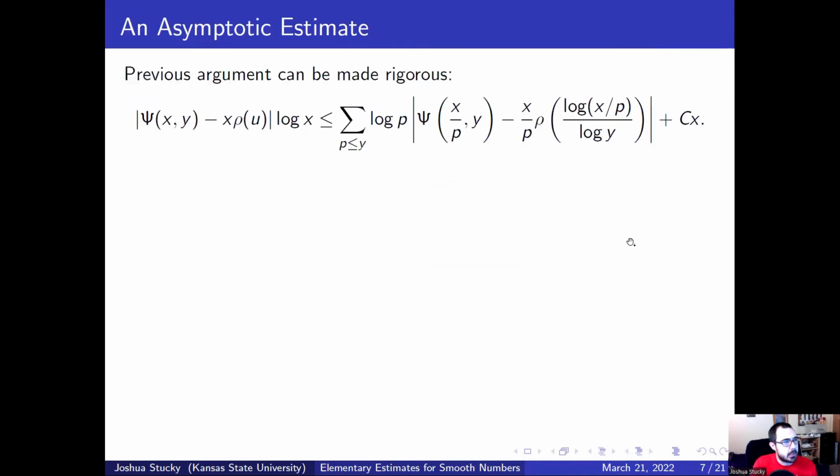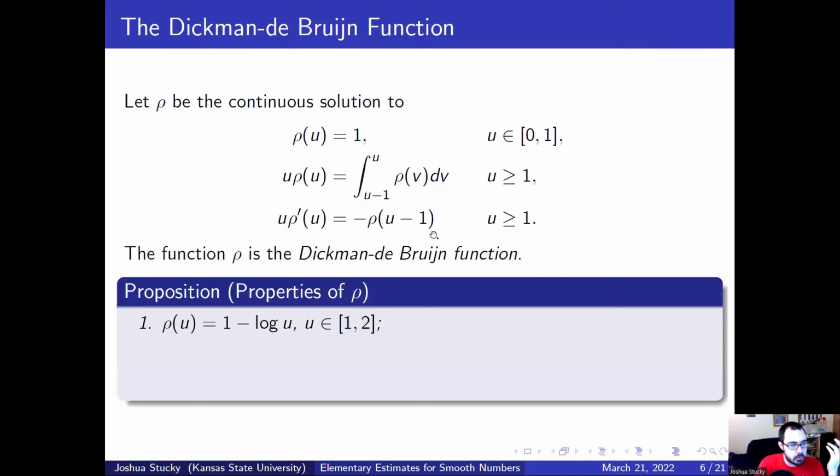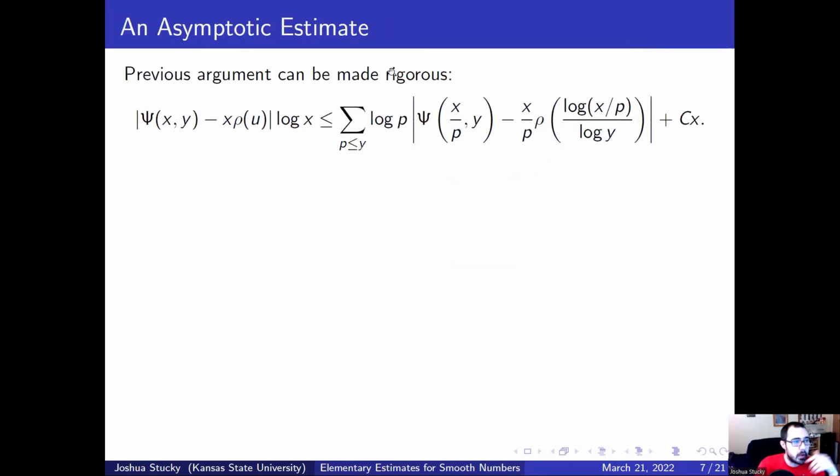Okay. So the thing I want to note is that this argument that I did here, where I just completely ignored error terms, you can do this where you don't ignore error terms, and you can make this completely rigorous. So if you take the right side and evaluate it with rho being this Dickman-de Bruijn function, and then you also compare it to what the function counting the smooth numbers is doing, you can prove the following inequality.